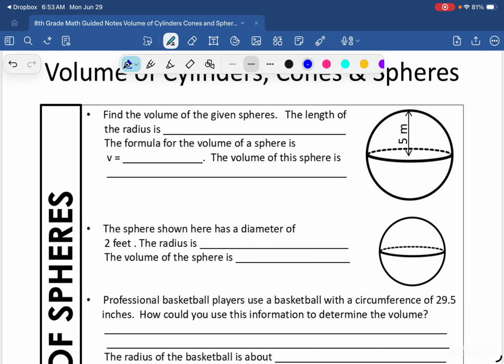Find the volume of the given spheres. The length of the radius is 5. The formula for the volume of the sphere is 4 pi r cubed divided by 3.